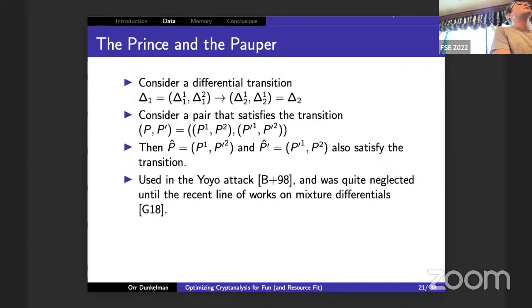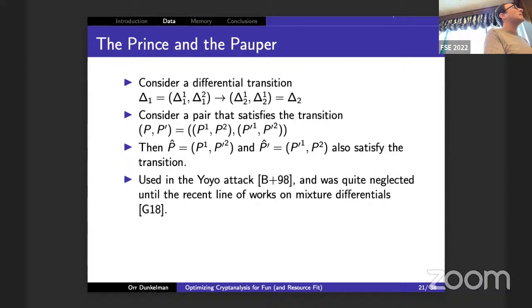So this was used in the yo-yo attack in '98, Biham et al., and then recently in the works that Lorenzo has been doing about mixture differentials. Actually, this is what they're doing. They're mixing values, and we know that the transitions happen because we assured that by using the dependency. So how do we combine all of these?